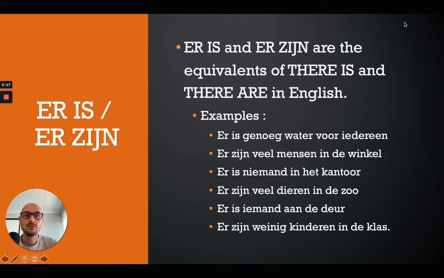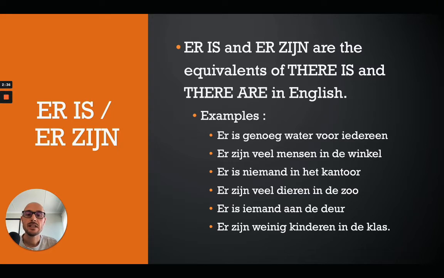Now, we've been speaking about there is and there are, so here we are at the slides and we'll take a look at the grammar. So we have "er is" and "er zijn", or the equivalents of there is and there are in English. We look at the examples. Through the examples, I'll give you some more explanation.